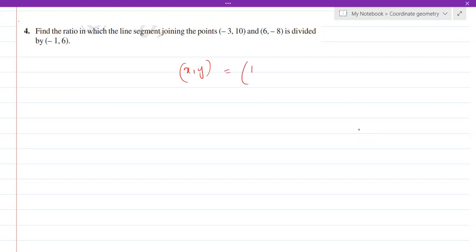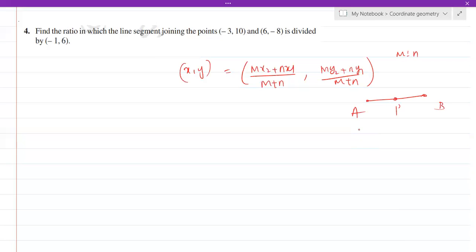It is given by (mx2 plus nx1) divided by (m plus n), comma (my2 plus ny1) divided by (m plus n), where m is to n is the ratio in which the line segment is divided. Let's take A and B. If P is the point which is dividing the line segment in the ratio m is to n, then the coordinates of P can be found using this formula.